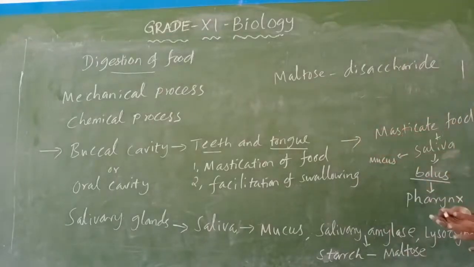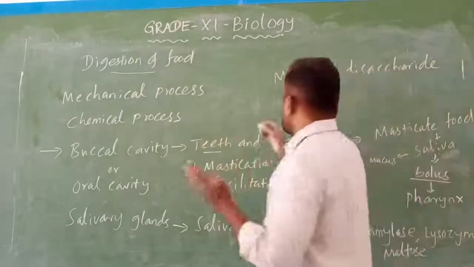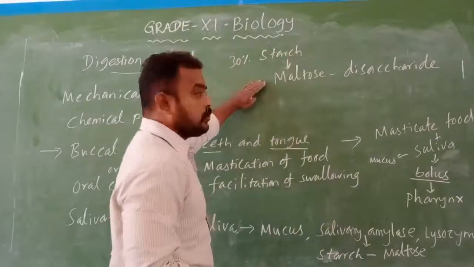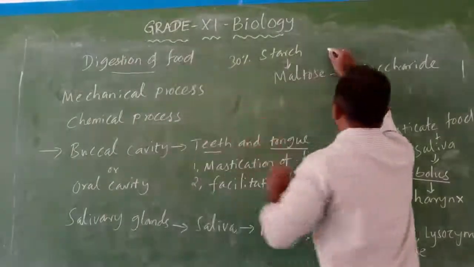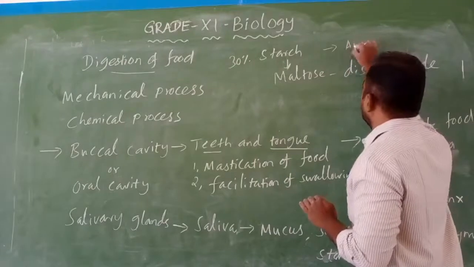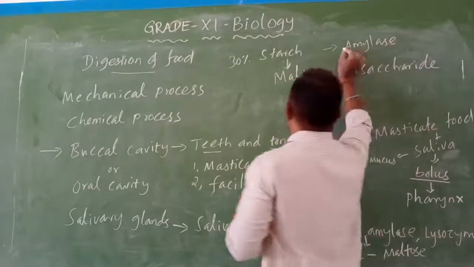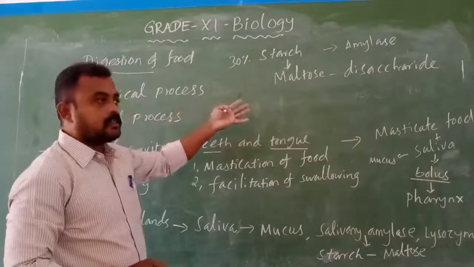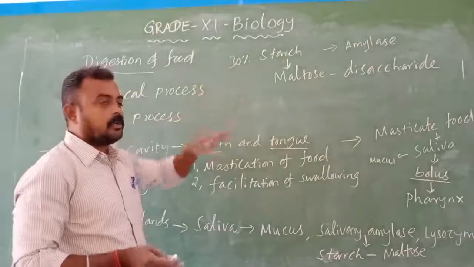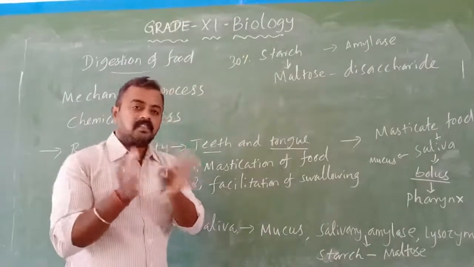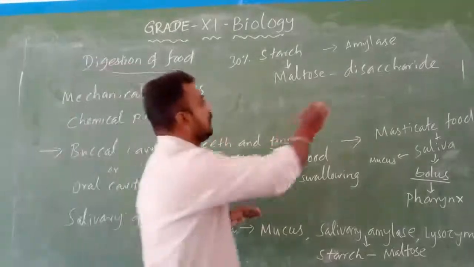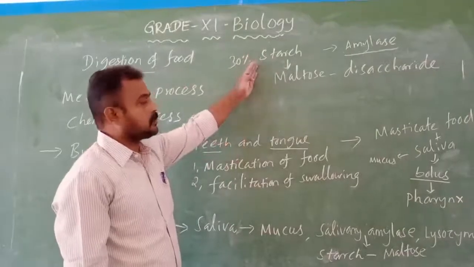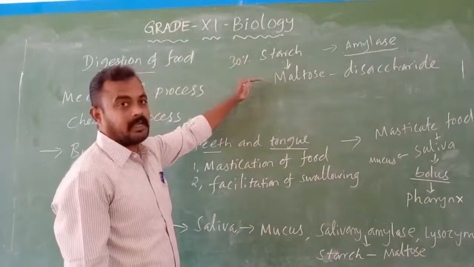Because our food consists of complex forms. So 30% of starch is converted into maltose by the action of what? Amylase. Amylase acts on the starch, then it is converted into maltose. Then some electrolytes are also present, which are also involved in the digestion, because digestion is initiated in our mouth. That initiation is given by the amylase. That is an enzyme, one of the chemicals that acts on the starch. So 30% of starch is converted into maltose in the buccal cavity.